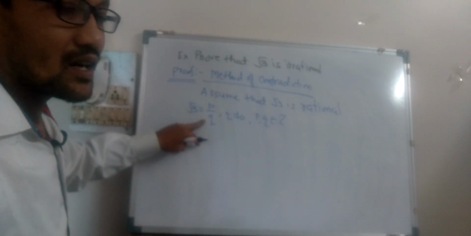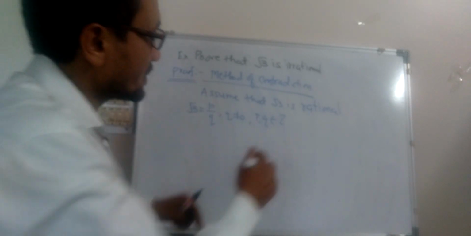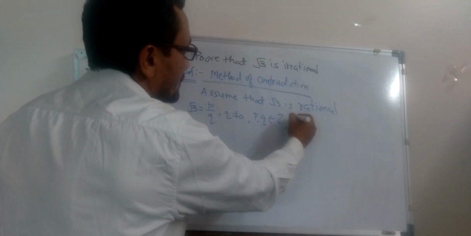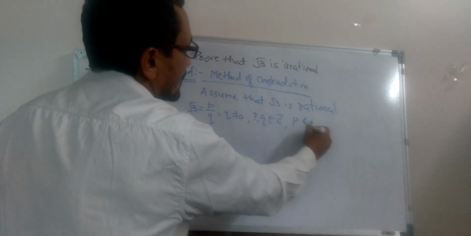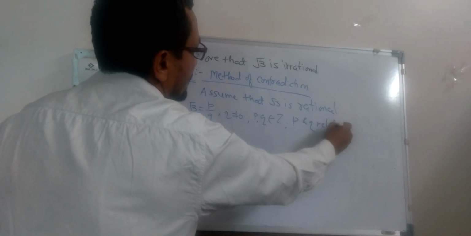Now p and q are such that they are co-prime to each other. p and q are relatively prime to each other.